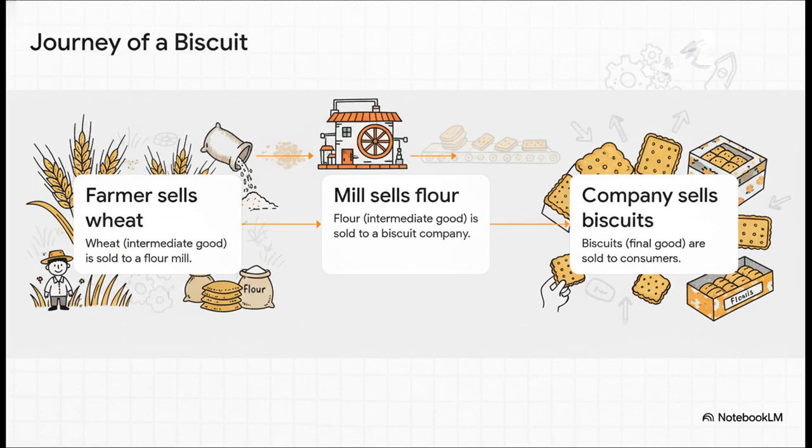The journey starts with a farmer who grows and sells wheat. That wheat then goes to a flour mill, which grinds it and sells the flour to a biscuit company. The company then uses that flour, adds sugar and other things, and sells the final biscuit to us, the consumers. Notice how value is added at each stage.